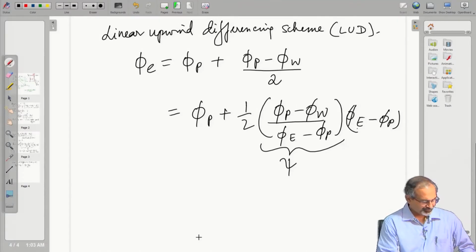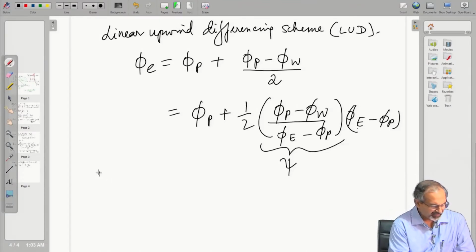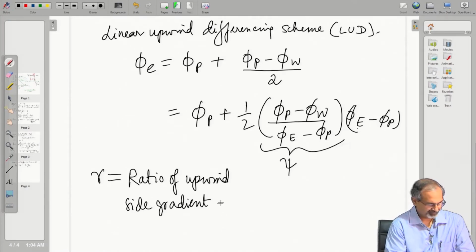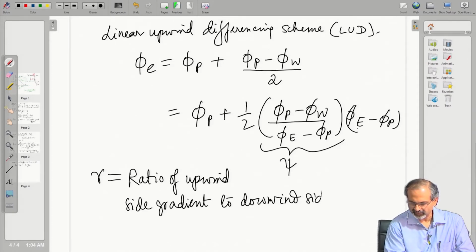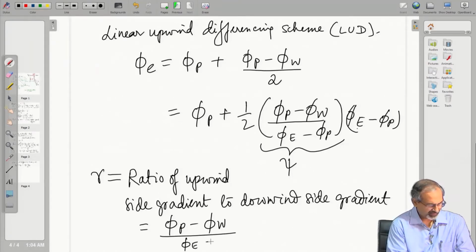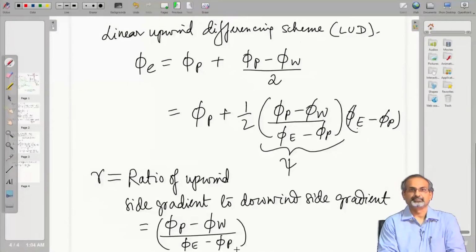Okay. So, we have a definition of a ratio r, which is the ratio of upwind side gradient to downwind side gradient, which for the direction of flow from left to right would be defined as phi p minus phi w by phi e minus phi p.